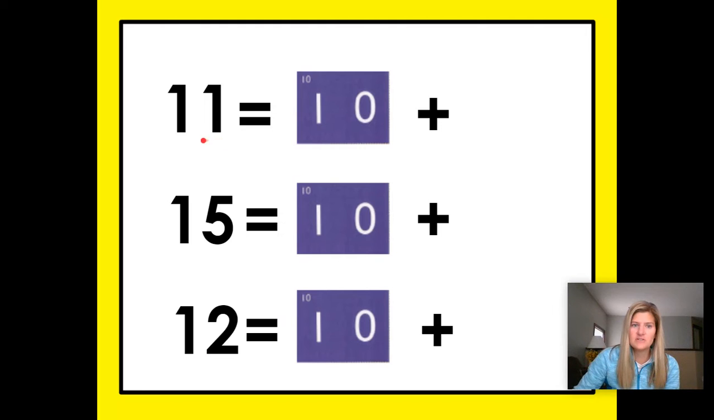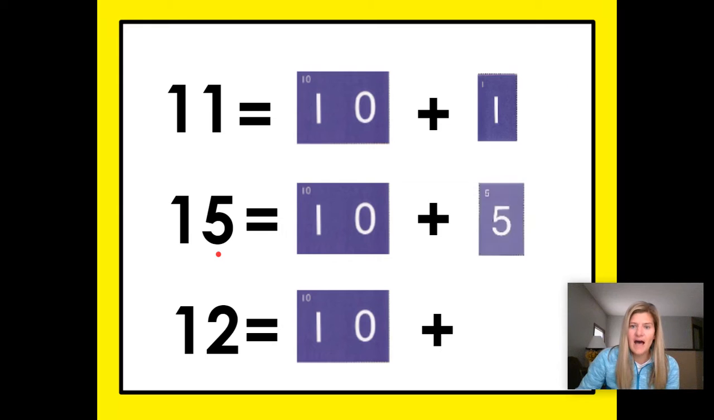Do you see where my pointer is under? It's under the number 1. So that tells me that it's 10 plus 1. That's 11. Okay, let's look at the next one. 15. 15 has 10 plus, let's look in the ones place right here. 10 plus 5. That's 15.